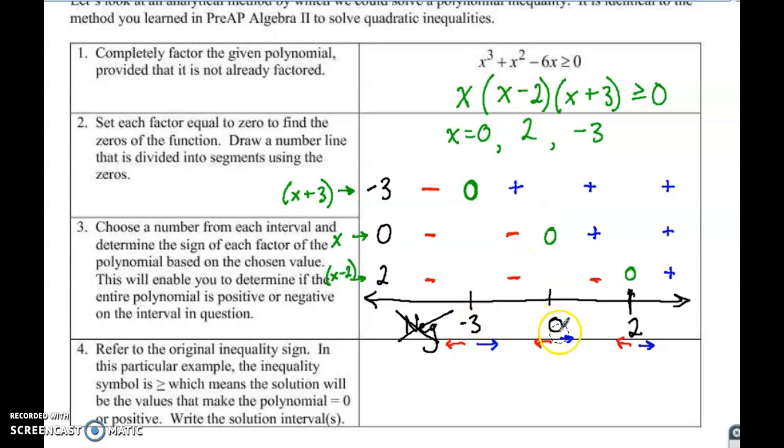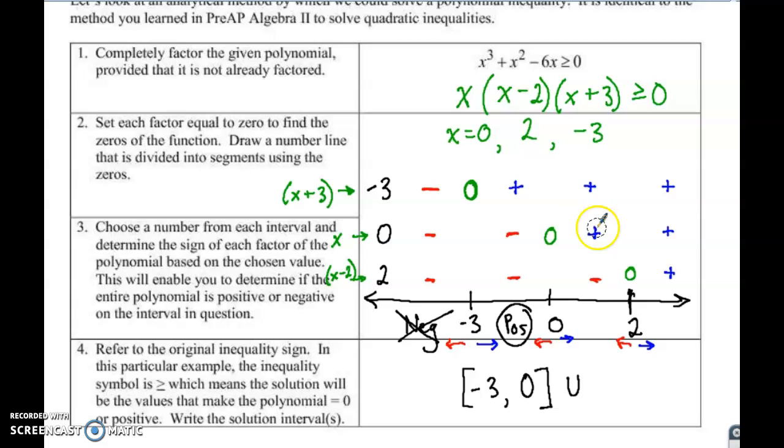What about numbers between -3 and 0? Okay, well, we had a positive for this term. This term was a positive. This was a negative, this is a negative. So we have a negative times a negative times a positive. Well, we get a positive number. Do we want positive numbers? Are positives greater than or equal to 0? Yes. So we want that answer. So we want from -3 to 0. Why am I using brackets? Because it can equal. And one of these other ones is going to work as well.